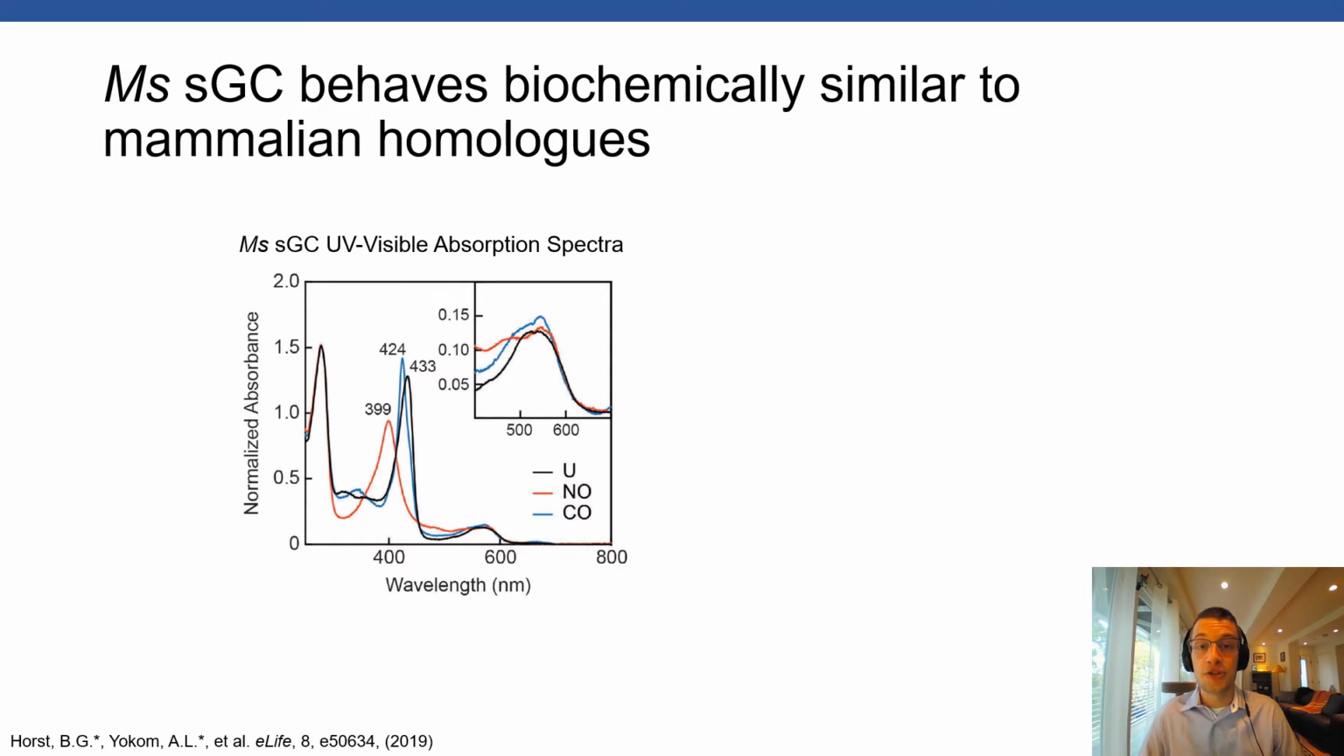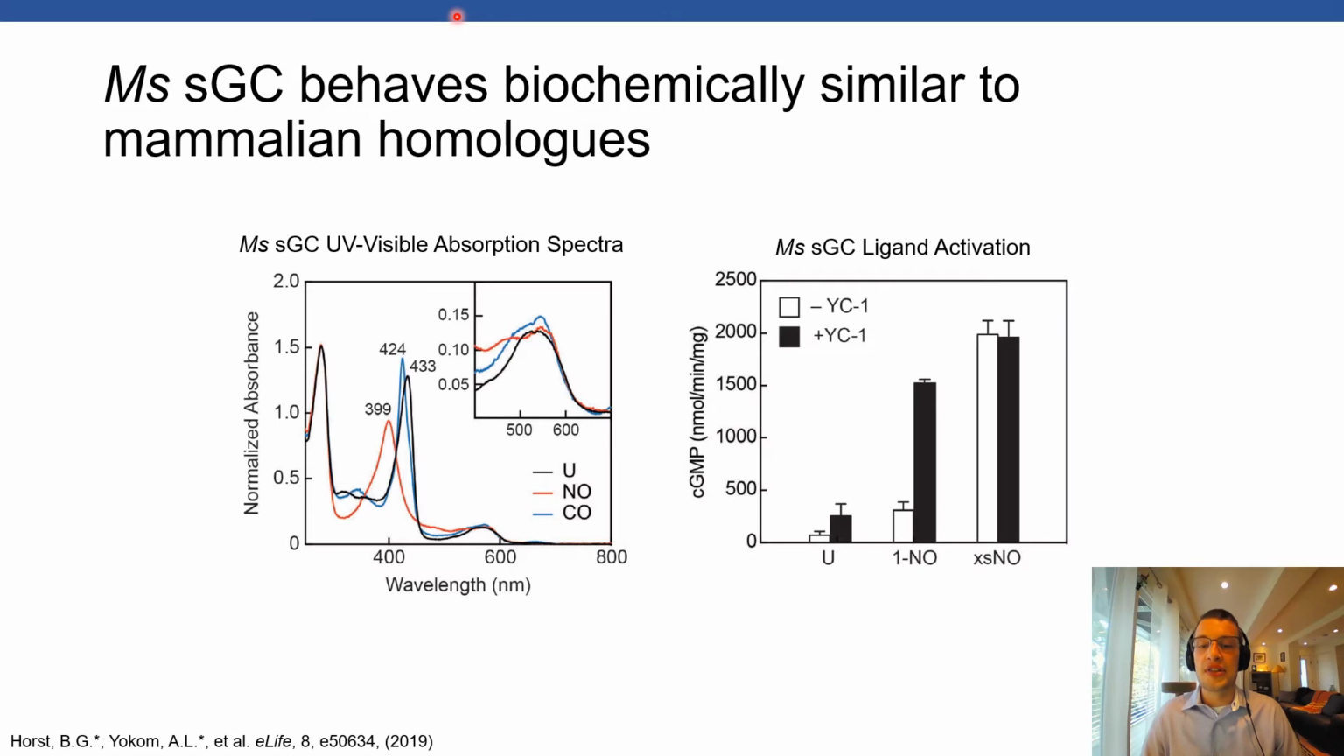Next, I needed to make sure that Manduca sexta SGC behaved similarly biochemically to mammalian SGC. I did this through two different biochemical assays. The first is UV visible absorption spectra, where we track the ligand-dependent changes of the heme binding domain. Here at 433 nanometers is the Soret band of the unliganded SGC. This blue shifts to 424 and 399 nanometers when carbon monoxide and nitric oxide are bound respectively.